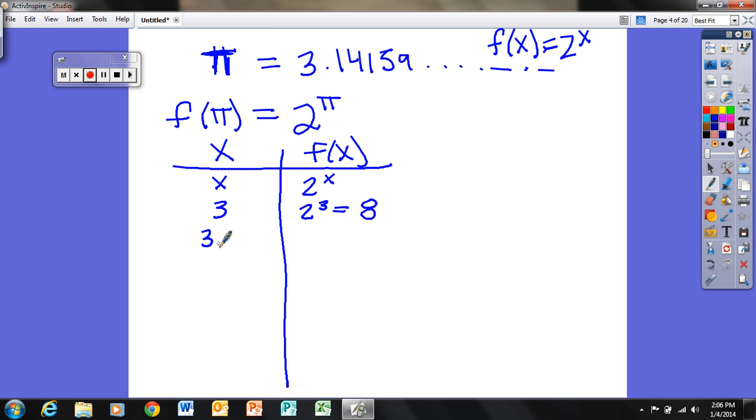Then I know it's 3.1, so I'm going to do 3.1 here. Then I can do 2 to the 3.1. And that's approximately, and again, these are all going to start to be approximations, that's approximately 8.5, blah, blah, blah. And then I know it's 3.14, so I can do 2 to the 3.14. And that's approximately 8.81.